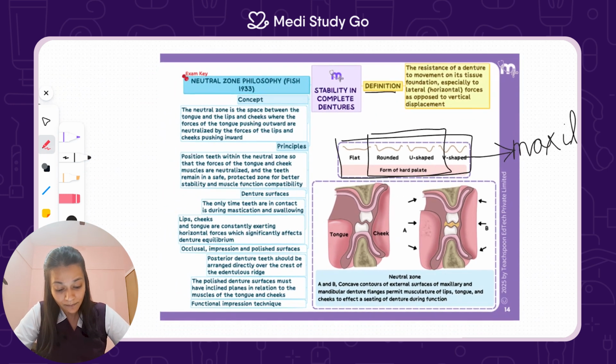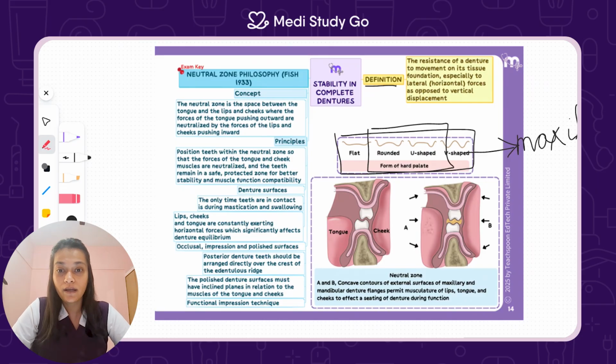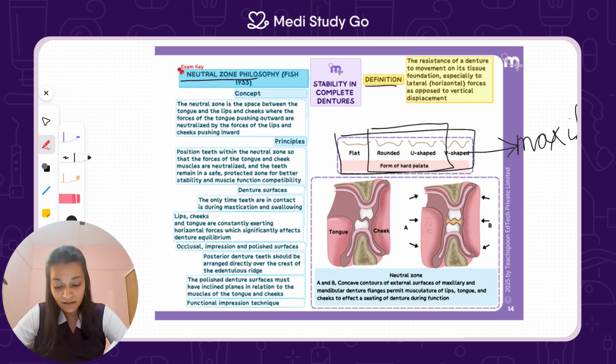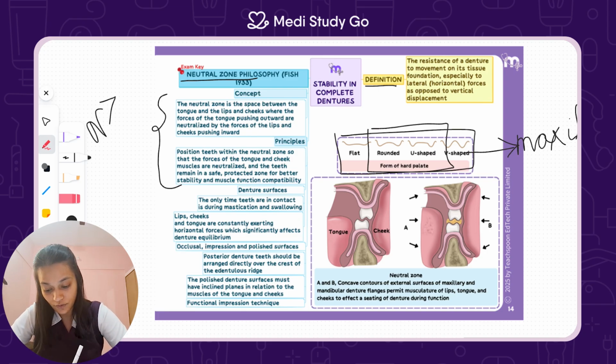Moving on to the mandible now. So in the previous lecture we had discussed a lot about neutral zone. It was a concept given by Fish in 1933 that said that the forces that were acting from the buccal surface and from the tongue should be nullified, and this zone where the forces were zero or basically balanced, that is the place where the teeth should be placed. So this basically accounts for your neutral zone.